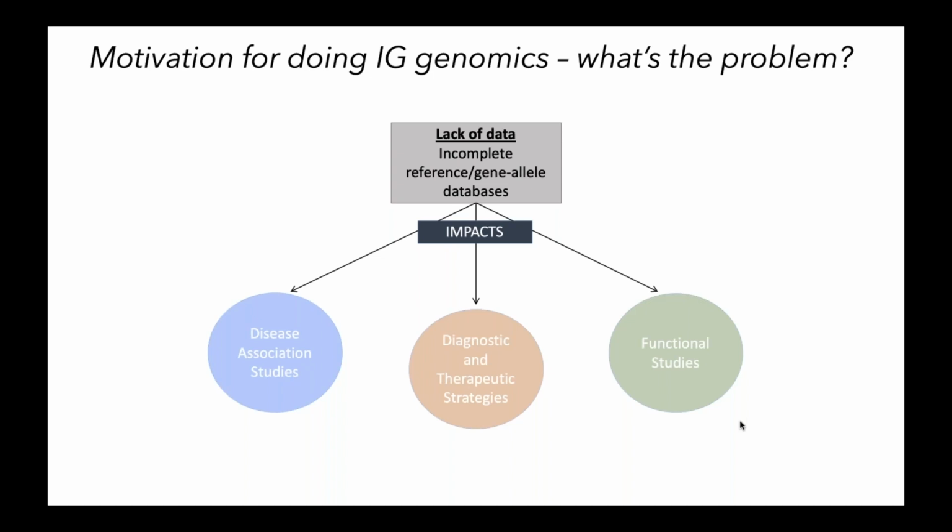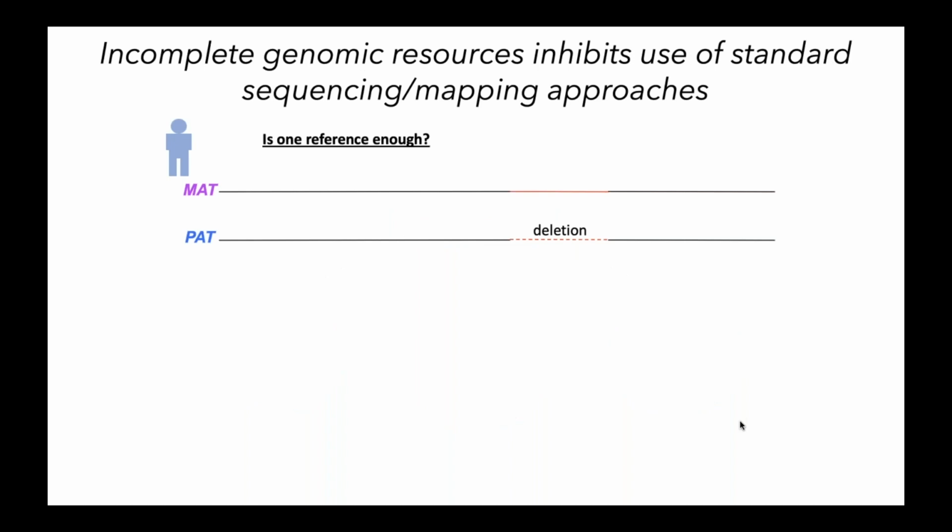And so a lot of what my lab is thinking about now, or has been thinking about for the last many years, is how do we improve genomic resources in this region to better facilitate a lot of these different initiatives. I want to go through a couple of examples of why the lack of genomic resources is a really detrimental thing.